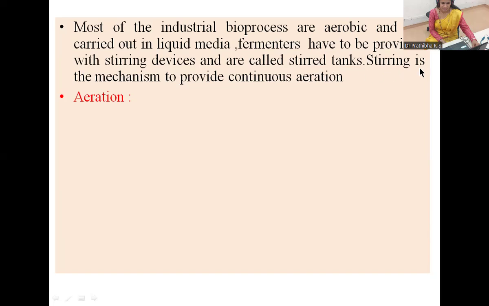fermenter. Stirring is the mechanism to provide the continuous aeration. If there is no stirring, what happens? The air will be at the bottom only. The air cannot move to the upper top level of the culture medium. So the impellers also mix the content uniformly, and also take the air or gas bubbles to the top of the fermenter vessel. Now let us focus one by one on aeration, agitation, and the baffles.